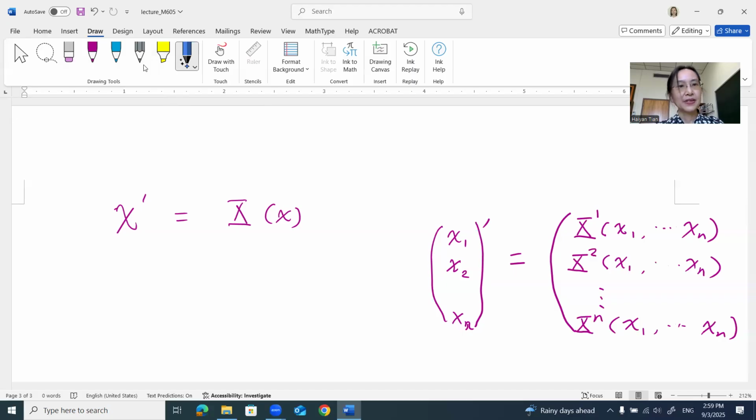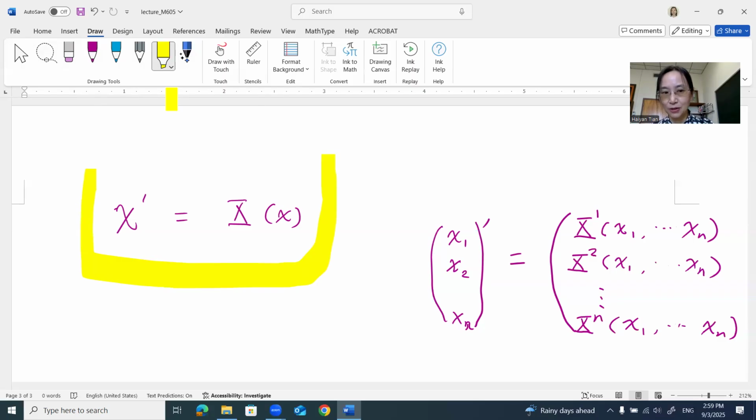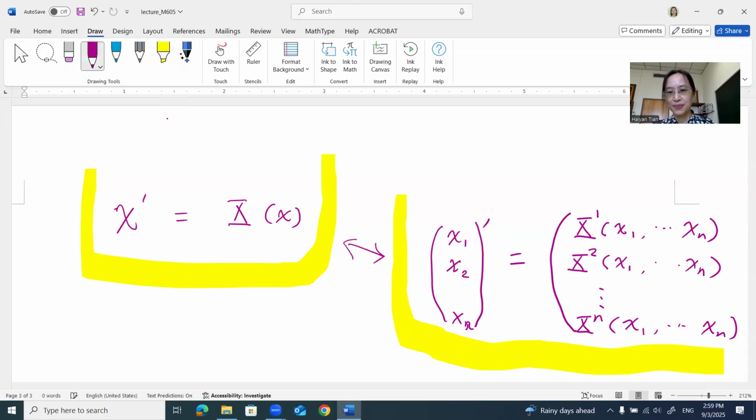Okay, so we have a system, and these two are essentially the same system. I just want you to see that this looks like one single equation, but lowercase x is a vector. So the derivative of the vector is equal to a vector field. And this is in the component form. And they are the same. Same system, just either in a single equation form or in the component form.